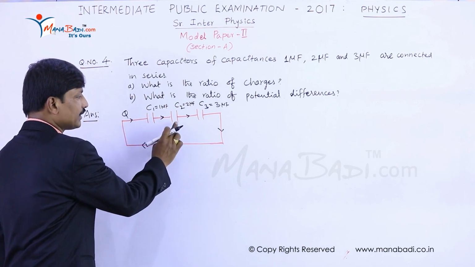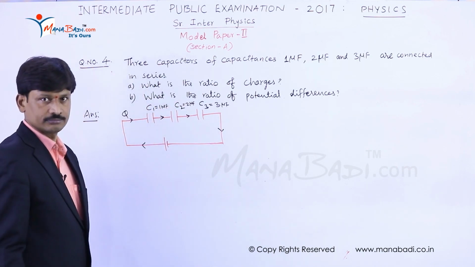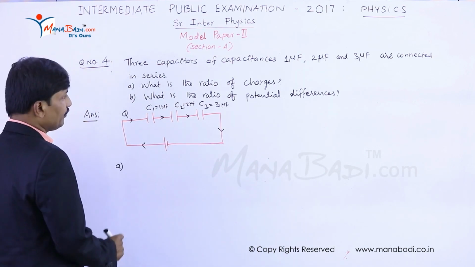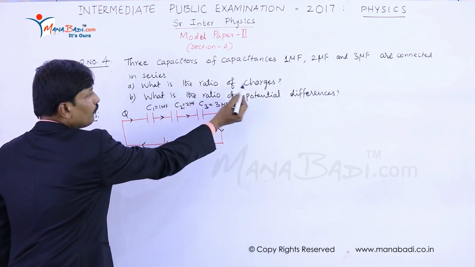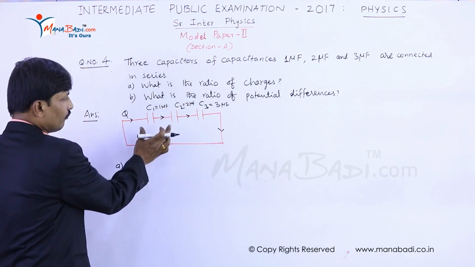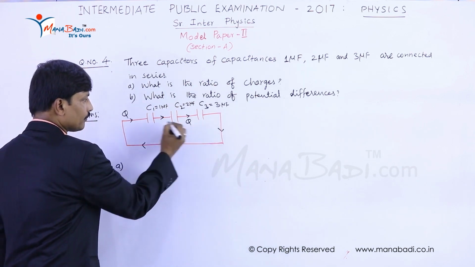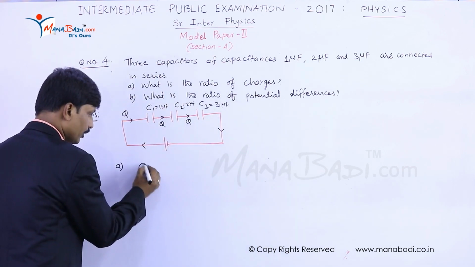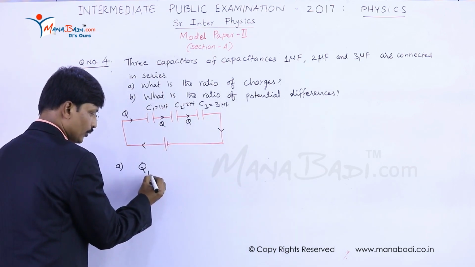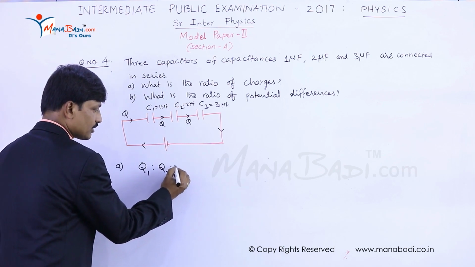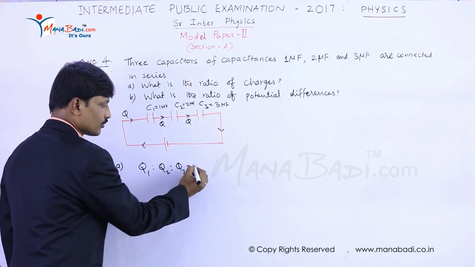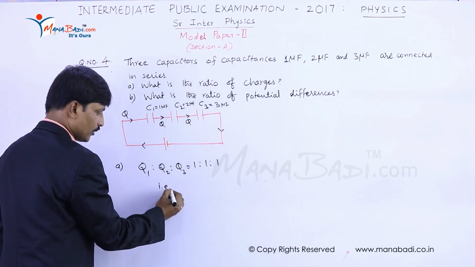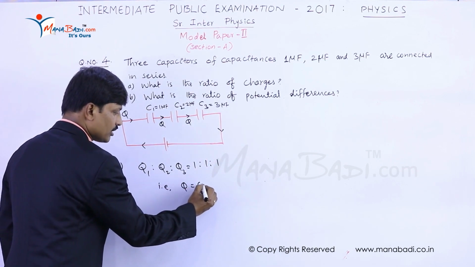Potential divides among the capacitors. Therefore, question A, ratio of charges. From the figure it's very clear, charge on each capacitor is the same. Therefore, the ratio of the charges Q1 : Q2 : Q3 equals 1 : 1 : 1. That is, Q is constant.